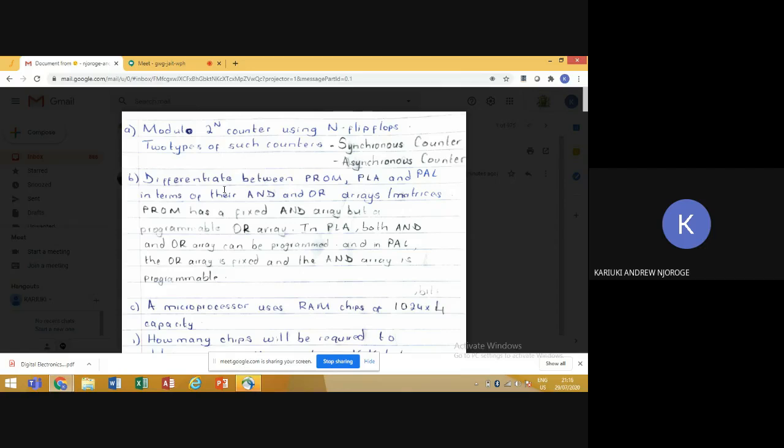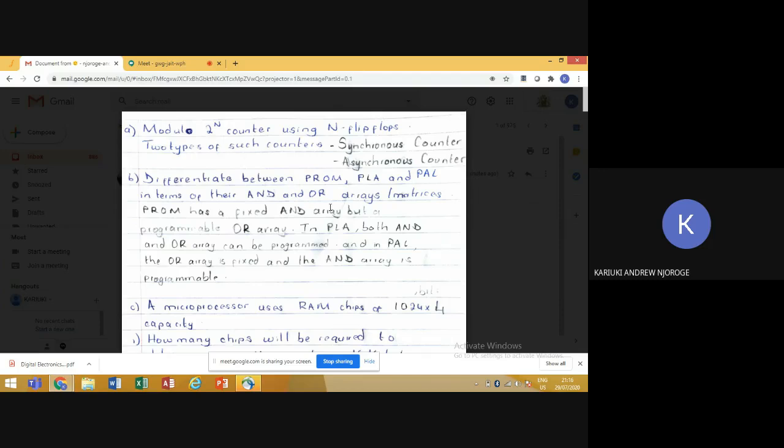Hi. Question 2 is what you are currently seeing on your screen. The question is, differentiate between PROM, PLA, and PAL, where PLA stands for Programmable Logic Array, and PAL stands for Programmable Array Logic. PROM is programmable ROM. In terms of their AND and OR arrays and matrices.